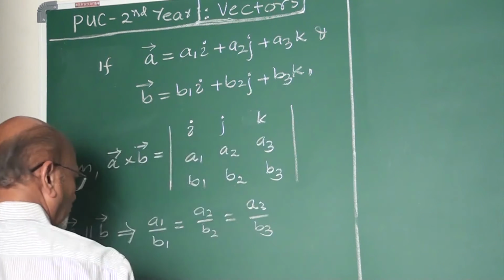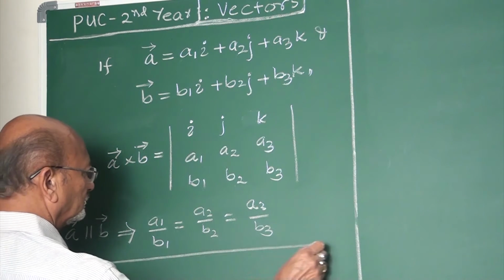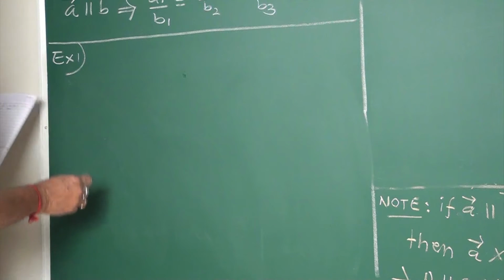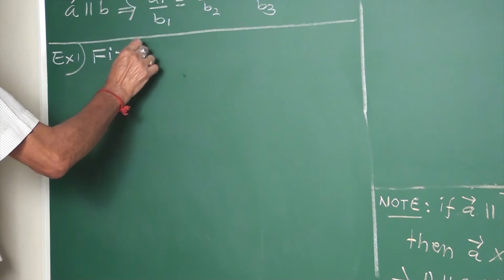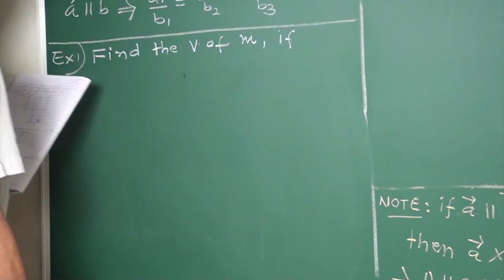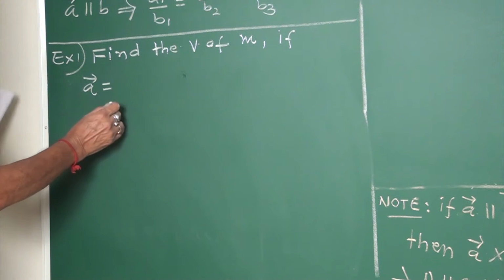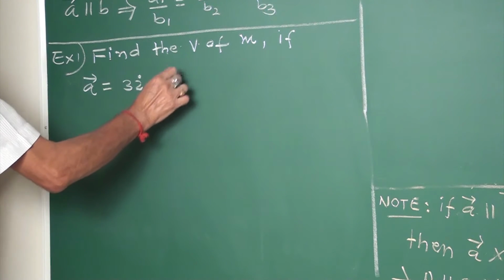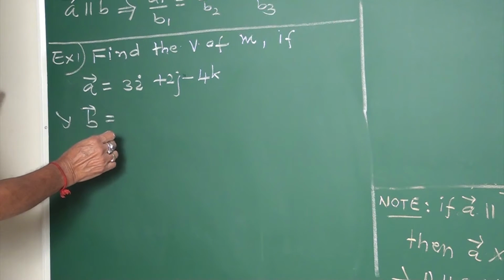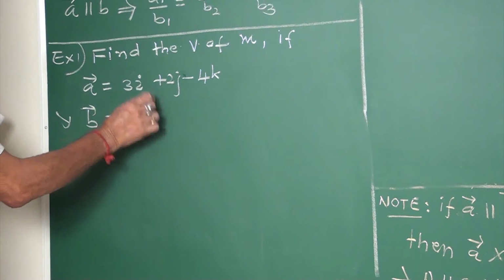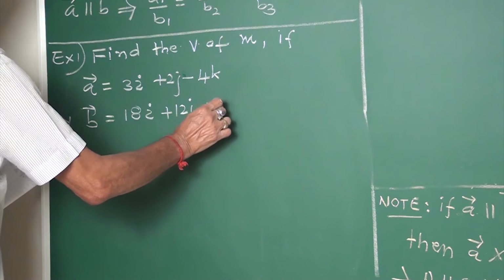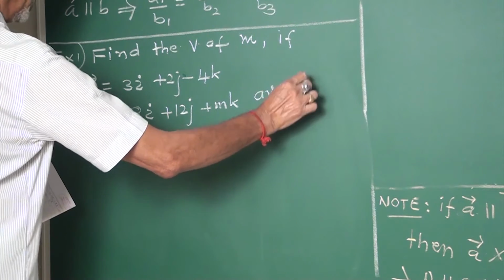Yes, friends. Example 1. Find the value of m, if the vectors a equal to 3i plus 2j minus 4k and vector b equal to 18i plus 12j plus mk are parallel.